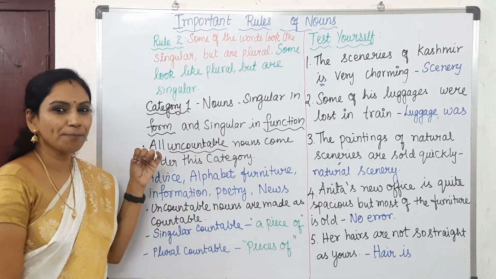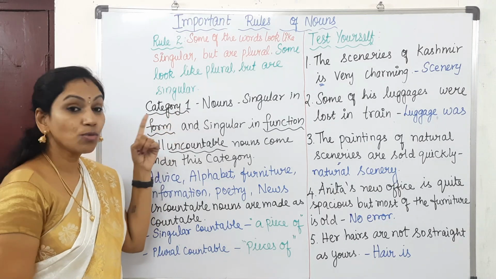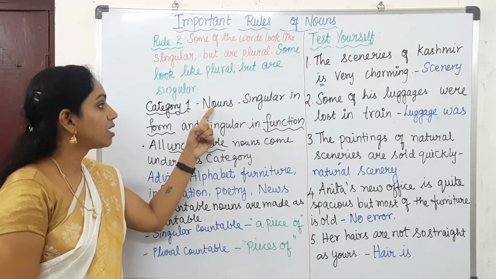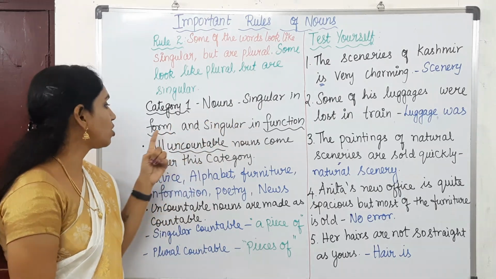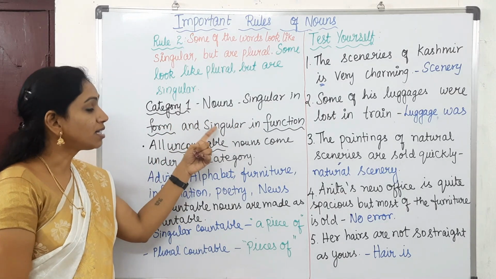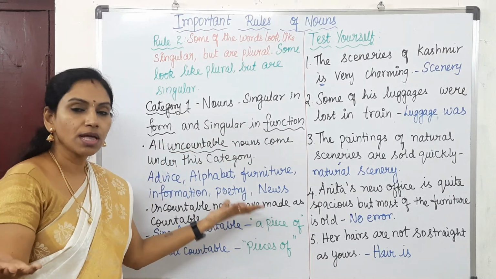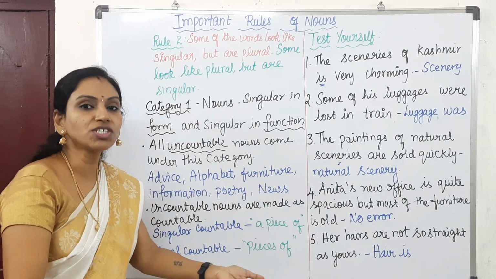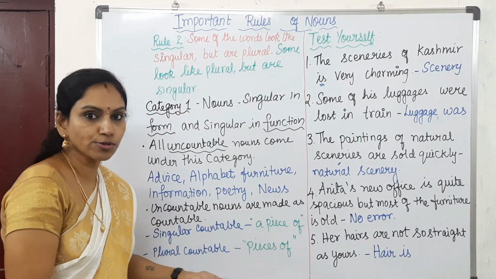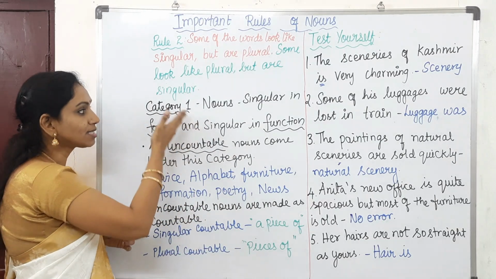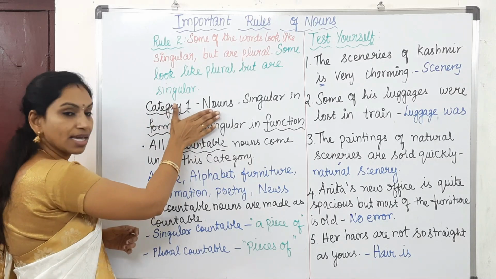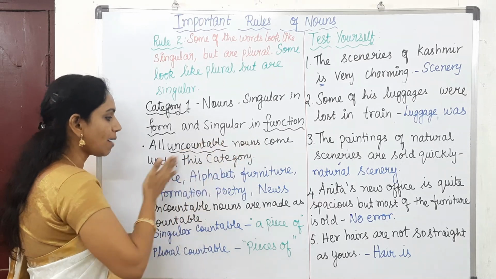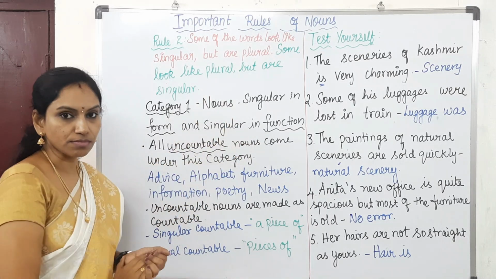Let's see a few examples. Category 1: nouns which are singular in form and singular in function, both. They are singular in their structure and singular in their function also, in their existence also. So, this is category 1. In this category, all countable nouns come under it.